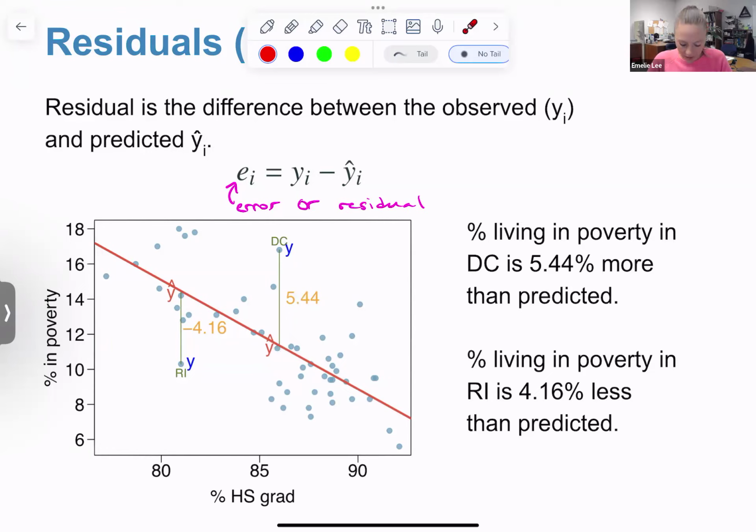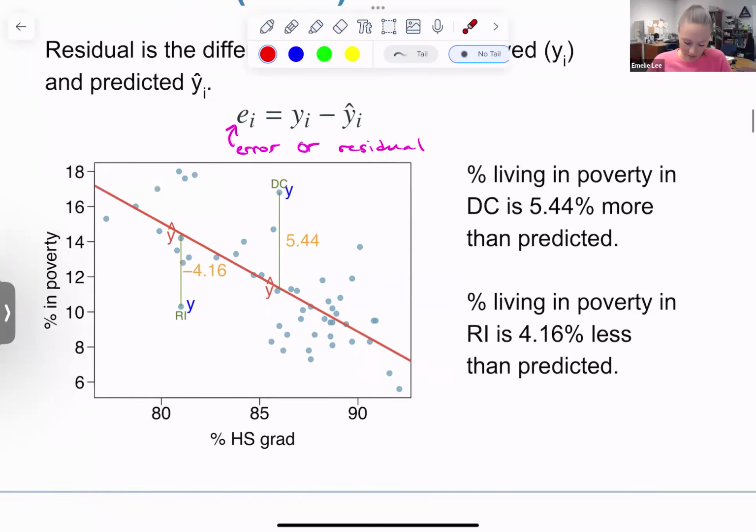And what we're going to find is that from the observed minus the predicted, we get 5.44. Notice that this is positive, right? Because the observed is larger than the predicted. So if a point is above the line, then I have a positive residual. If a point is below the line, so if the observed is less than the predicted, then I'm going to have a negative residual. Okay? And so we can summarize that in terms of more or less than the predicted value.